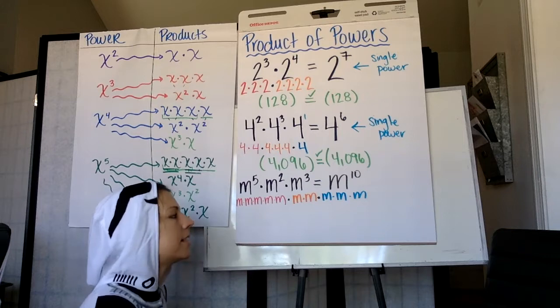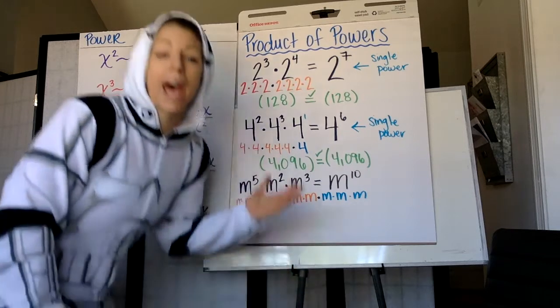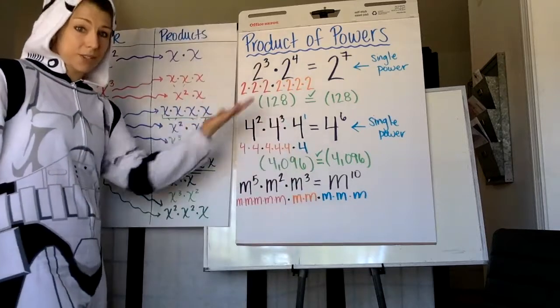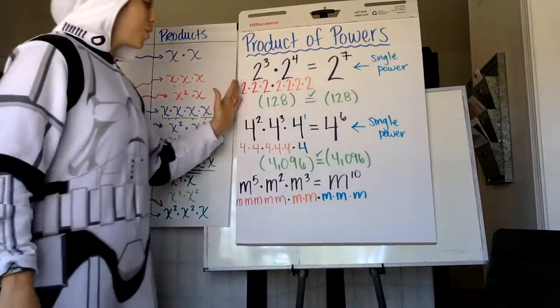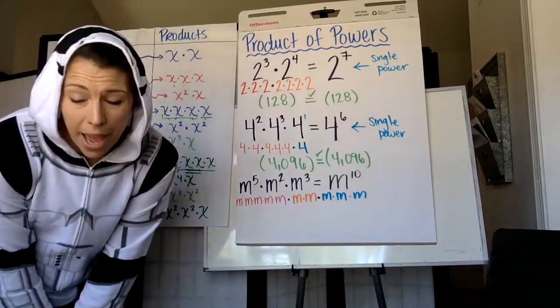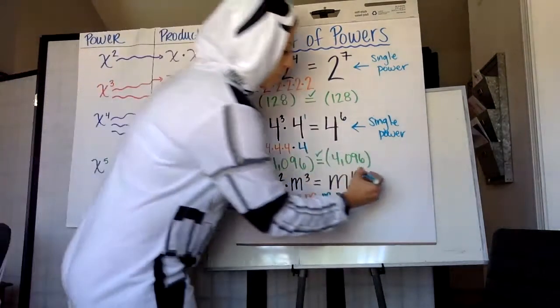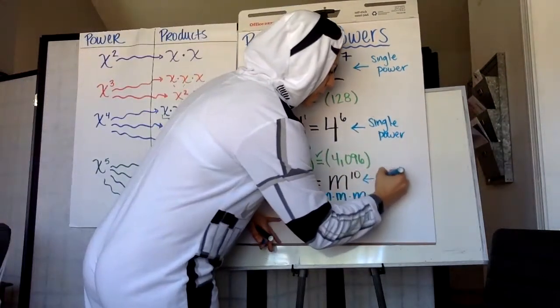Now, again, that was a lot of work. Wouldn't it be great if there was just a pattern that arrived every single time, so that we wouldn't have to write it out every single time? Well, let's see if there's a pattern between our products of powers and, again, we call these single powers.